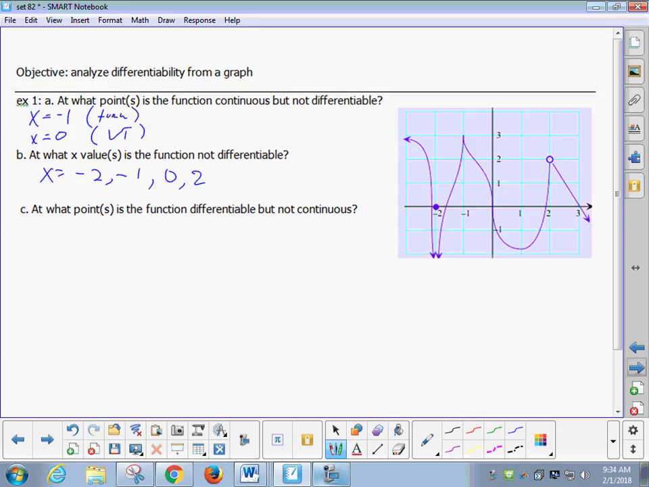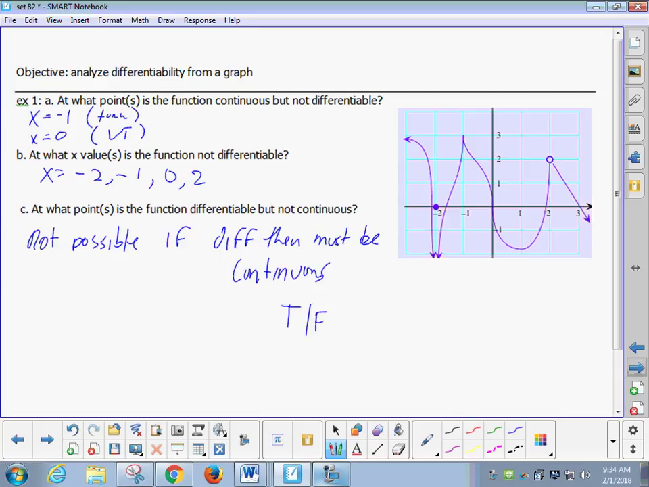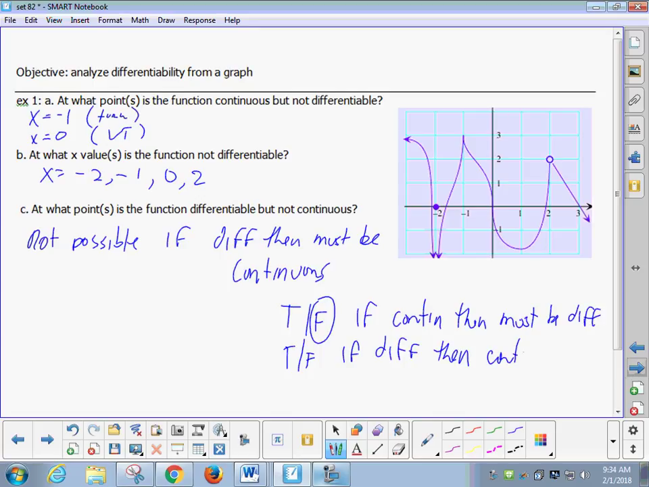Okay? Last but not least, at what point is the function differentiable but not continuous? None. That is not possible. If it's differentiable, then it must be continuous. This is a classic, famous trap question in calculus. True or false? If continuous, then must be differentiable. False. Sharp turn, for example. True or false? If differentiable, then continuous. True.